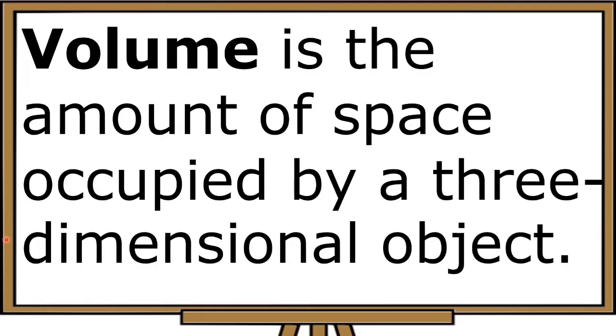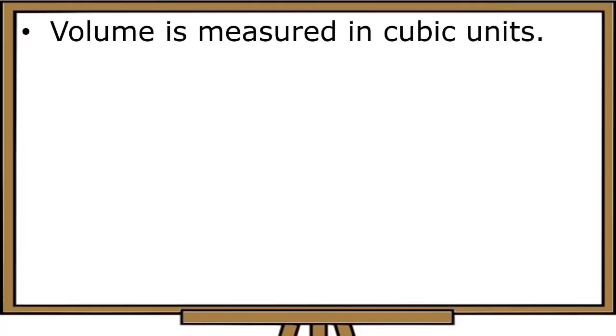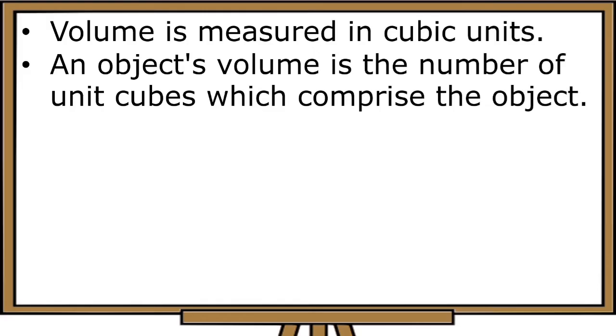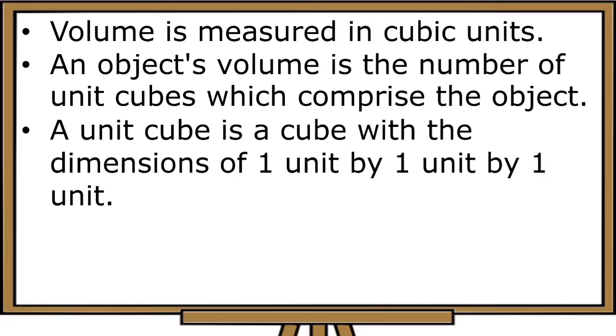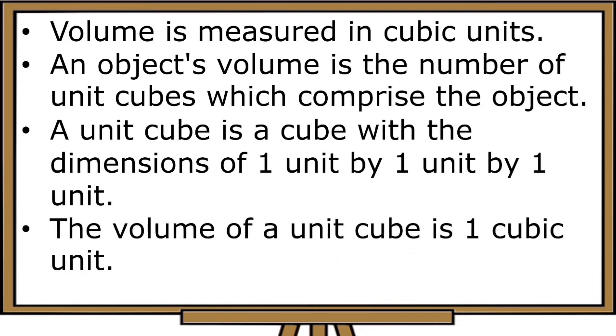First and foremost, let us identify what is a volume. Volume is the amount of space occupied by a three-dimensional object. Volume is measured in cubic units. An object's volume is the number of unit cubes which comprise the object. A unit cube is a cube with the dimensions of 1 unit by 1 unit by 1 unit. The volume of a unit cube is 1 cubic unit.